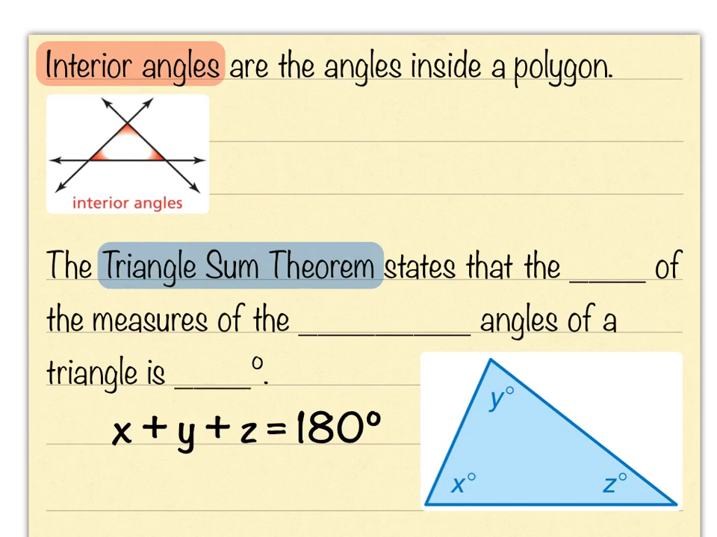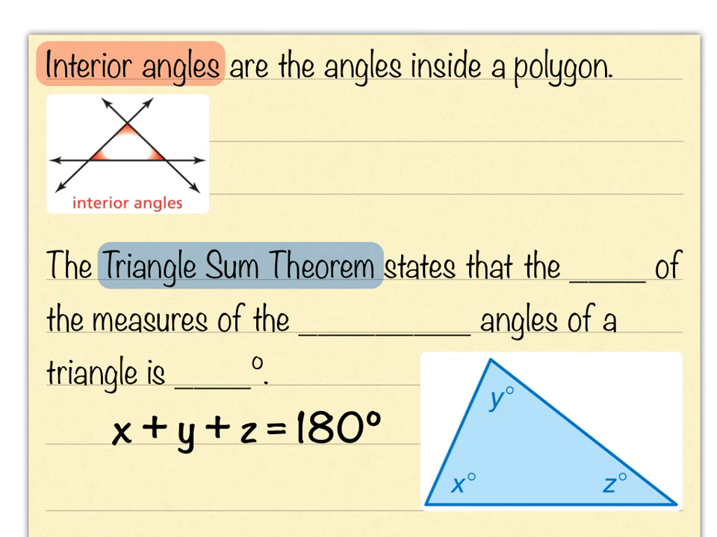All right, this is section 3.2, angles of triangles, and we have some more vocabulary words to add to our chapter so far. Two new vocab words are interior angles, which are exactly what they sound like, angles that are inside of a polygon. And then the big one here, which you probably already knew, though you may not have known the name for it, is the Triangle Sum Theorem.